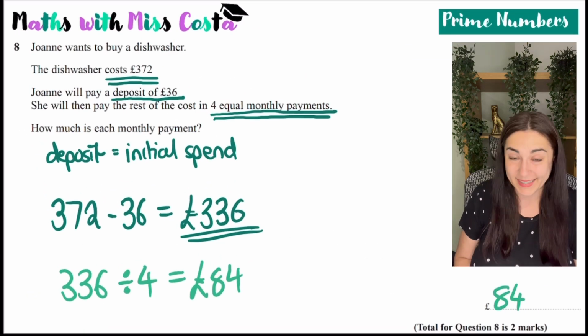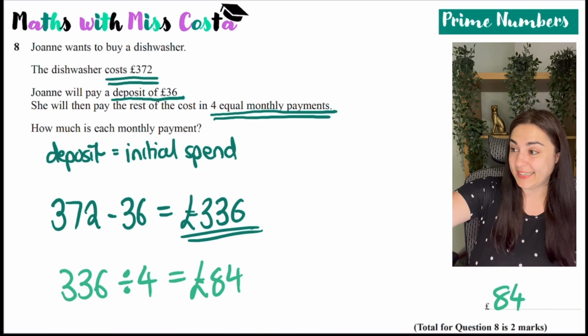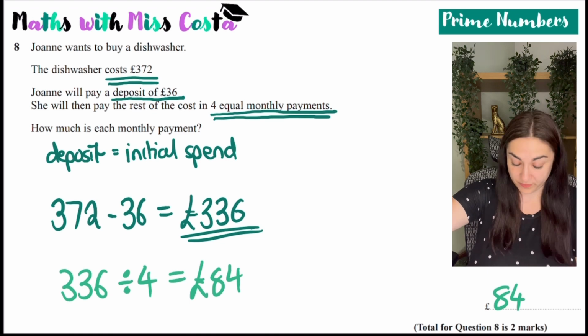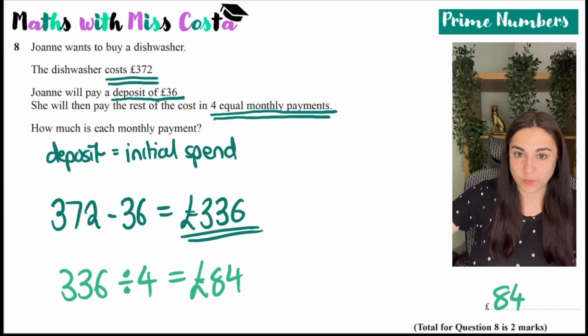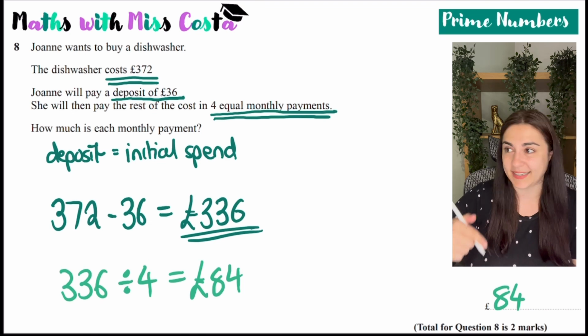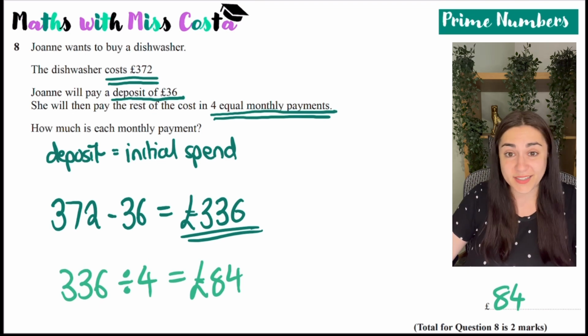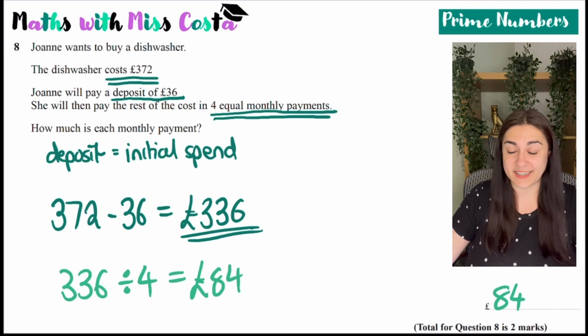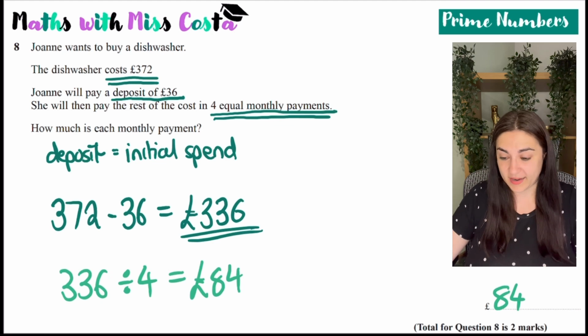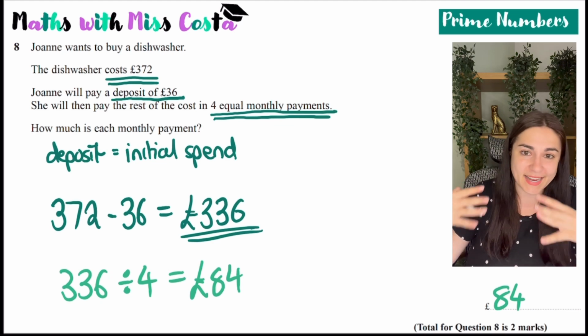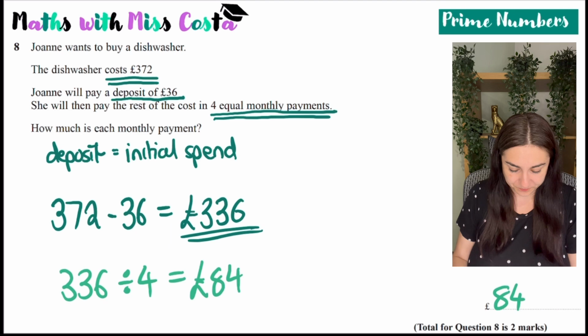So remember, deposit is the initial spend. You place it down to hold your purchase, and then the rest is what you split into monthly payments. That's how a lot of people buy phones these days. You pay an initial deposit and then each month you pay a certain amount, or cars, any kind of high value item.